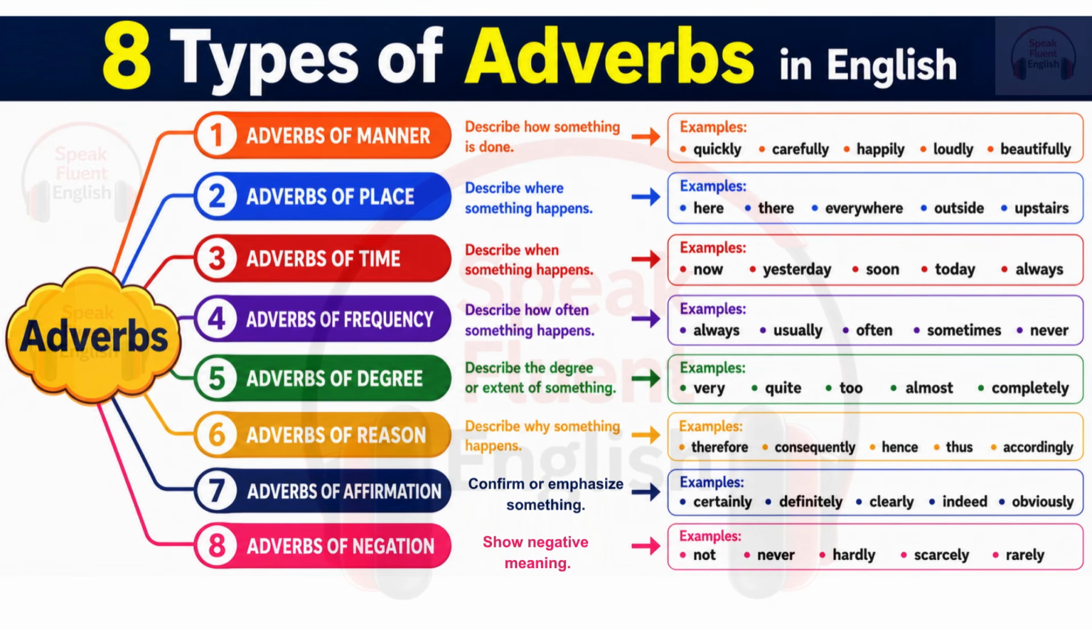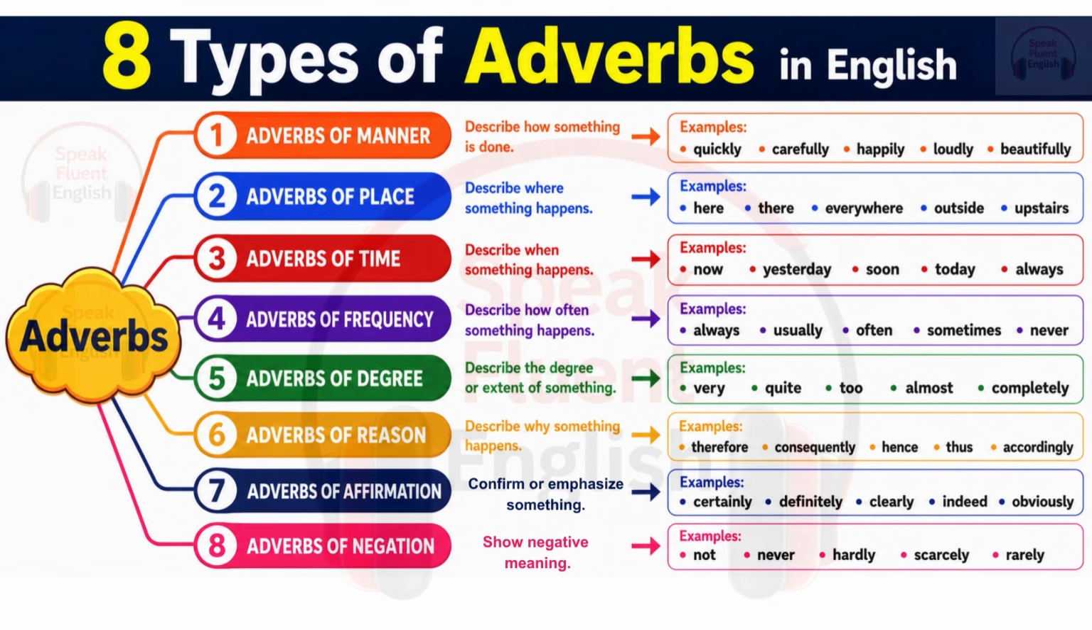These adverbs describe how often something happens. Examples are always, usually, often, sometimes, and never. They show repetition or regularity. Let's start practicing some simple sentences.